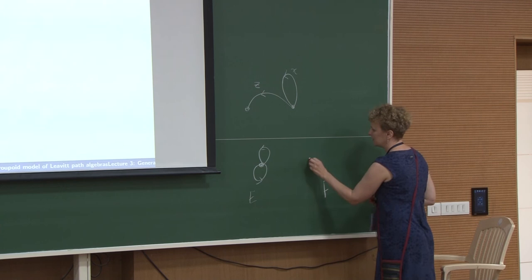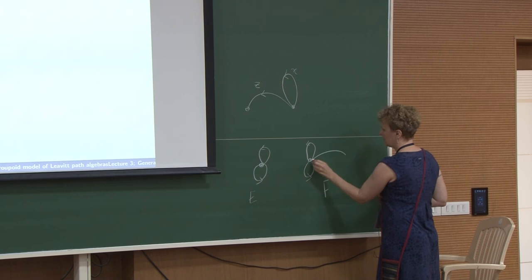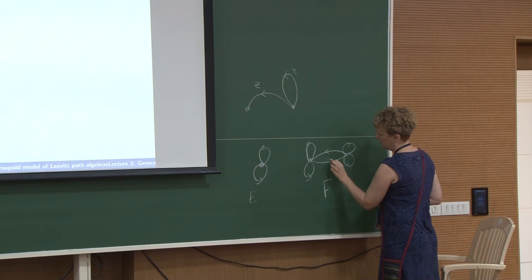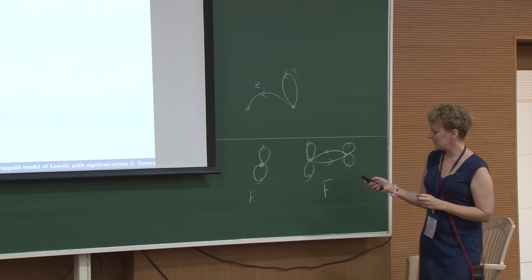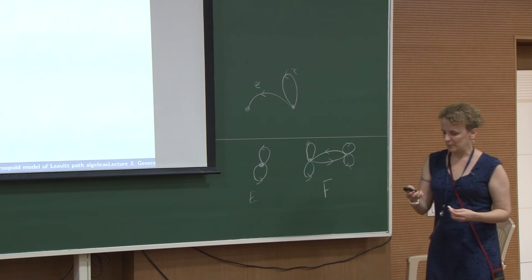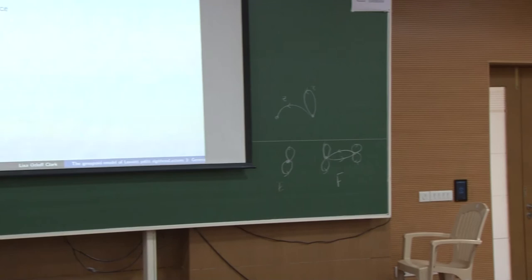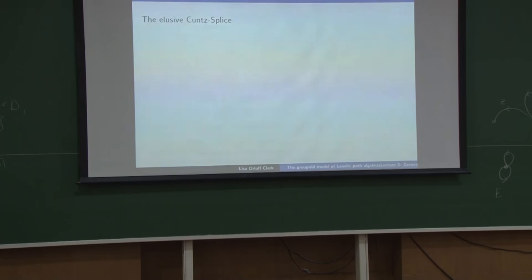It's a move you perform on there. It looks like this. So this is my E, this is my F. This is what we call the Cuntz splice. I think it was first considered by Adam Sorensen. Adam Sorensen is the graph moves expert, I think. If you want to know anything about graph moves, talk to Adam Sorensen. Very nice guy, too.